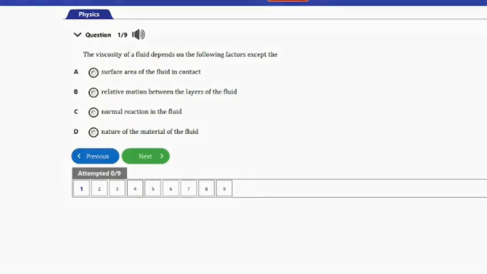In today's video, we have these 9 questions to answer on the topic motion. This video will be about viscosity, that's motion in fluids. So let's go ahead and consider the first question.